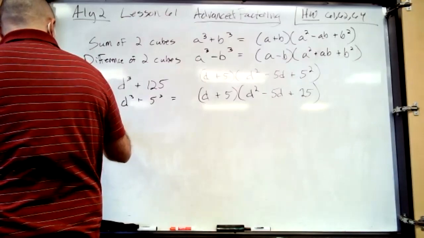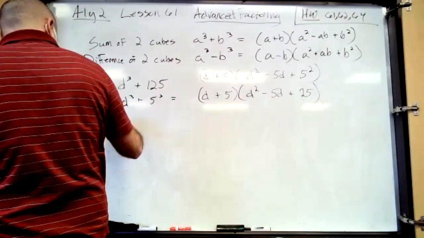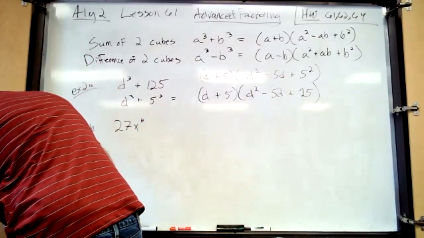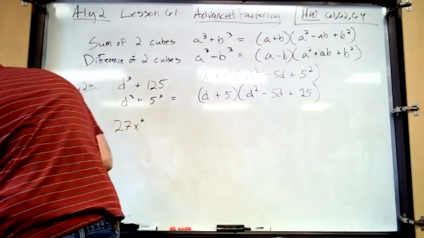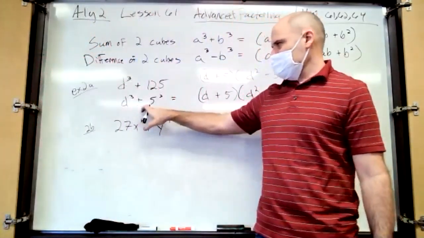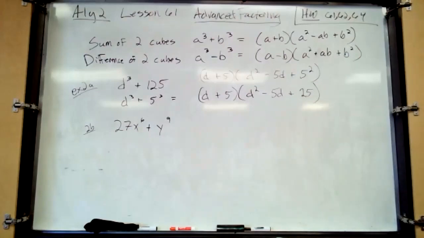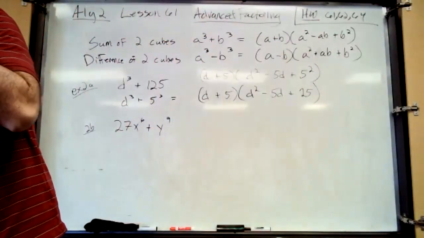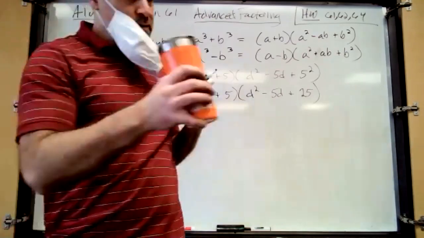So here's 2b, 27x to the 6th plus y to the 9th. So I would recommend writing it like this with just a cube there. So use parentheses and see if you can get there. So this might be difficult, but you can try it, and if not, we can just do it together. So we just want to factor this.